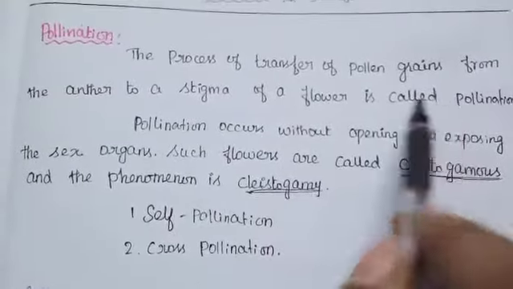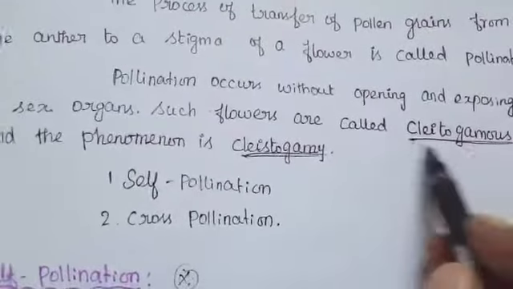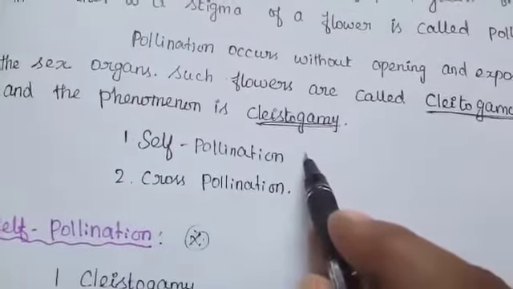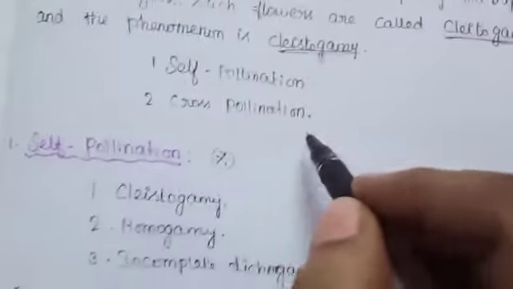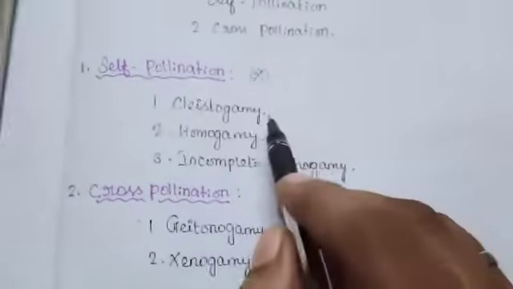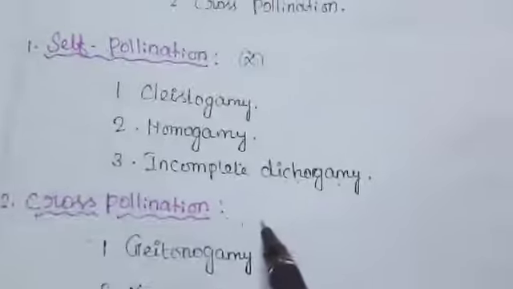You know very well, pollination can occur without opening and exposing the sex organs. Such flowers are called cleistogamous flowers, and the phenomenon is called cleistogamy. This is a 1 mark question. So pollination is of 2 types, self-pollination and cross-pollination. Self-pollination is again divided into 3 types: cleistogamy, homogamy, incomplete dichogamy. Cross-pollination: geitonogamy, xenogamy. So the first one, cleistogamy.